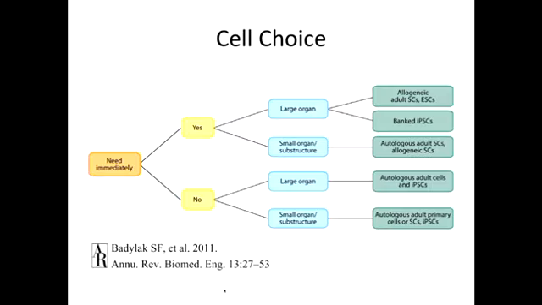So here's a quick example. Do you need the cells immediately? If yes, it's going to make a difference whether you need a lot of cells or it's a large organ or a small organ, as to whether you use adult stem cells or banked iPS cells. Obviously, you could bank iPS cells in advance and then differentiate a large cell number. If it's a small structure, you could use autologous adult cells, so from the individual, or you could use allogeneic. And if you don't need them immediately, then what type of cells do you choose if you have the time to be able to expand them?